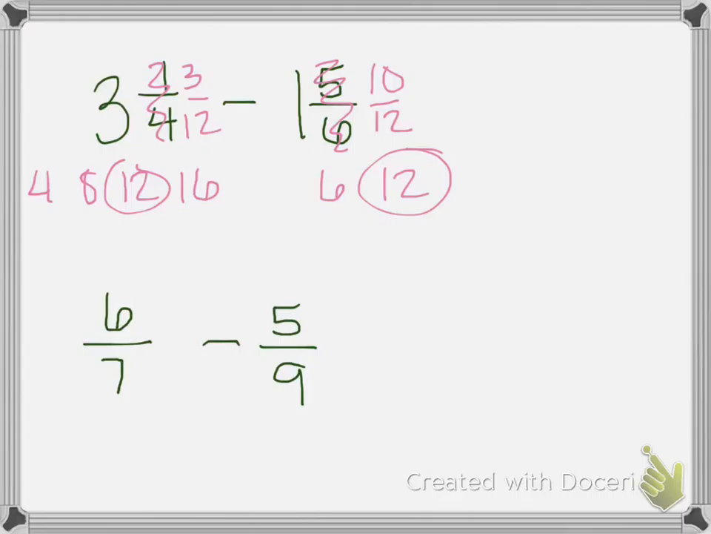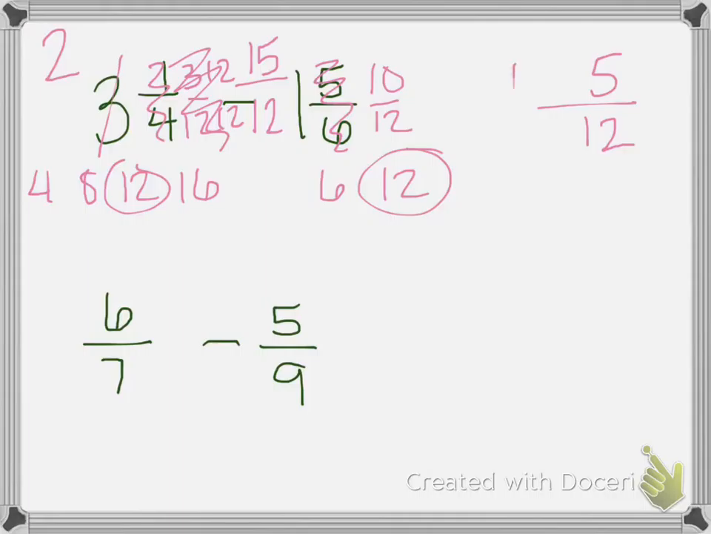So 3/12 minus 10/12 we can't do, so we have to borrow from our 3, which becomes a 2. And then we add 12/12. So now we have 2 15/12 minus 1 10/12. So we start with 15/12 minus 10/12, which is 5/12. 2 minus 1 is 1. So the answer to letter A is 1 5/12.